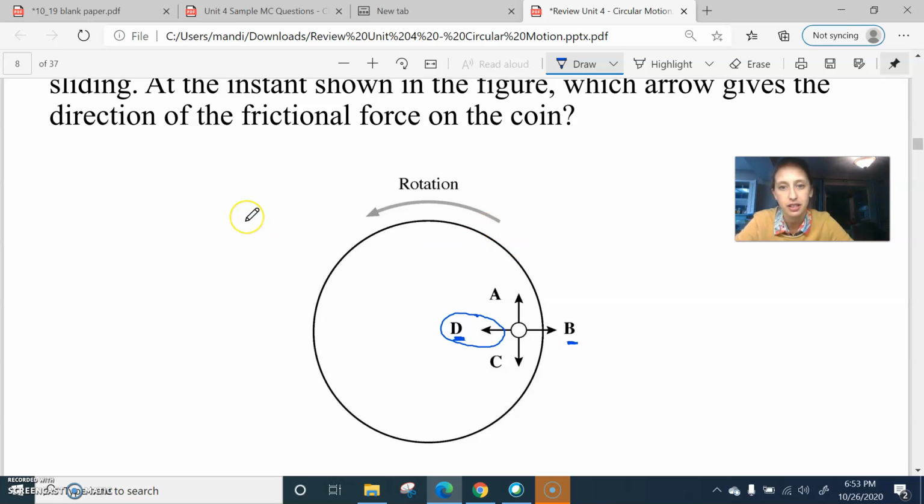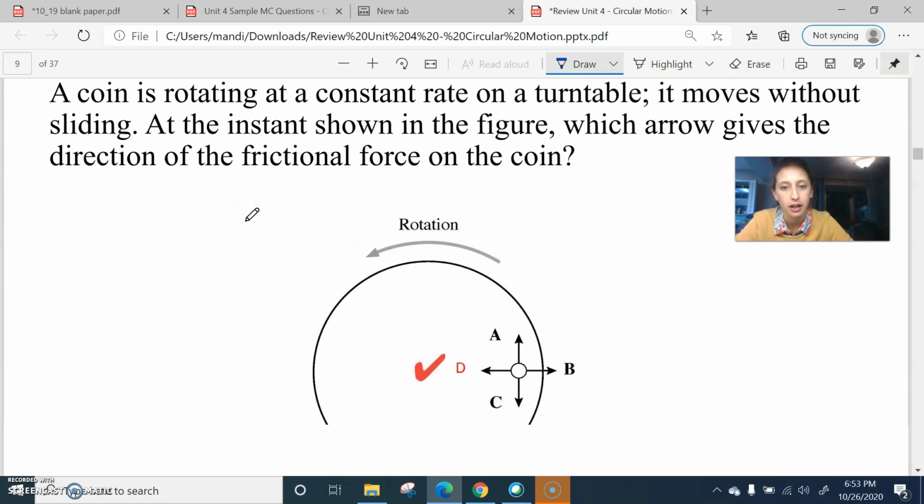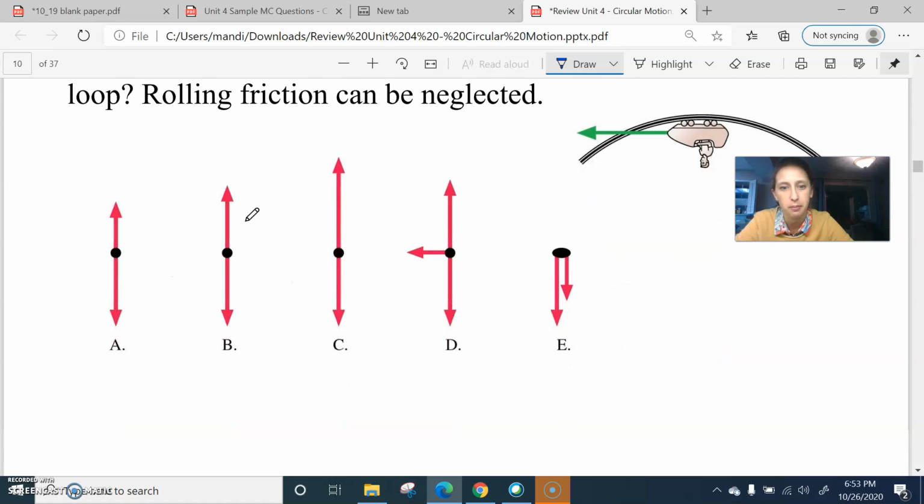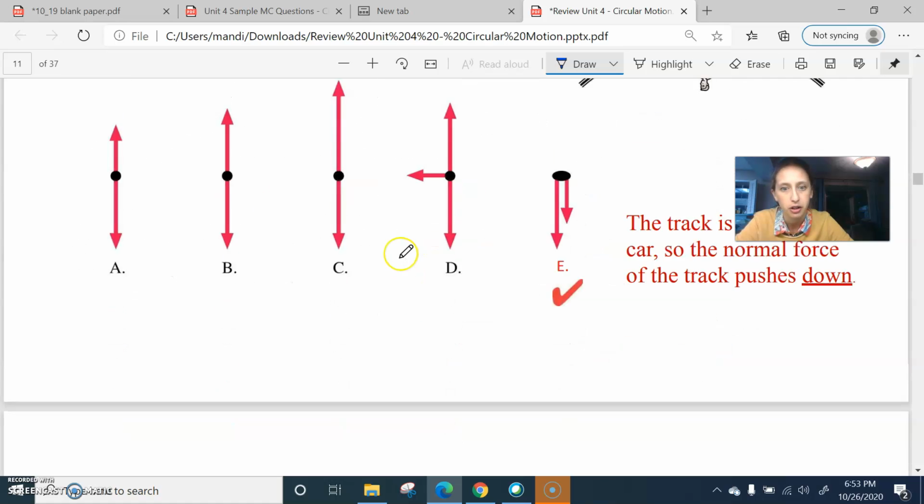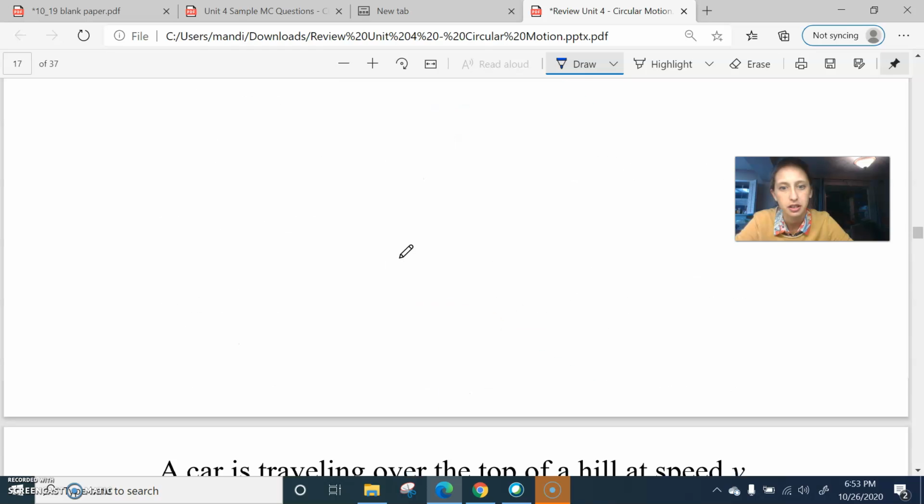Okay, that's how I have to think through these friction ones. Okay, yeah, that's a good stopping place. How many more? 1, 2, yeah, no, that's a good stopping place.